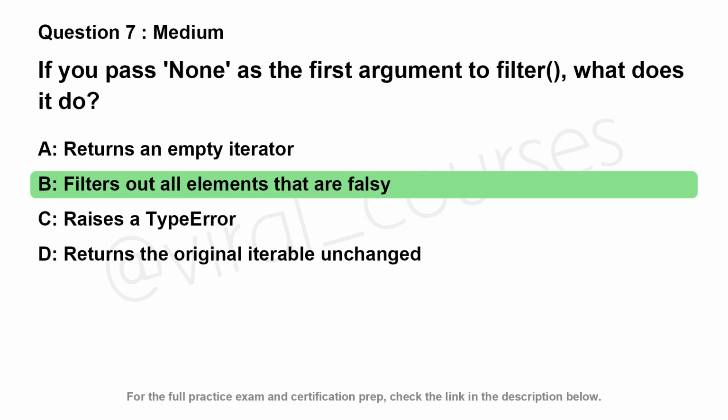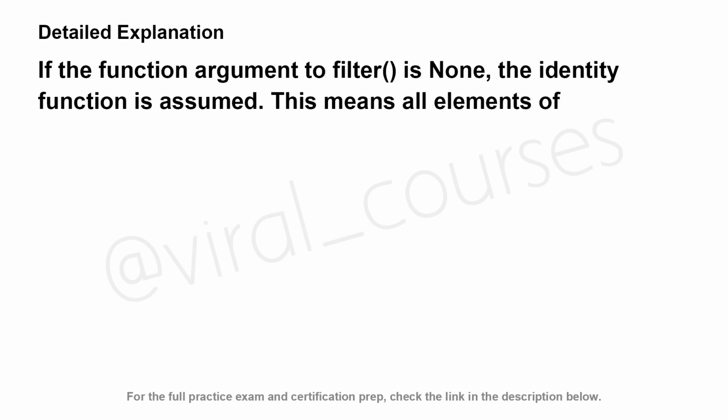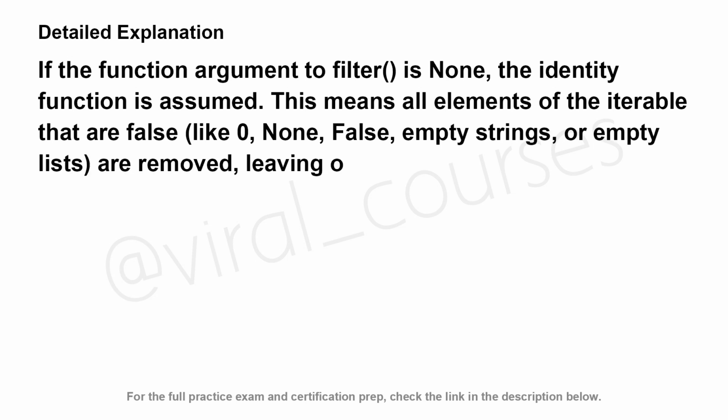The correct answer is B. If the function argument to filter is None, the identity function is assumed. This means all elements of the iterable that are false, like 0, None, False, empty strings, or empty lists, are removed, leaving only the truthy elements.